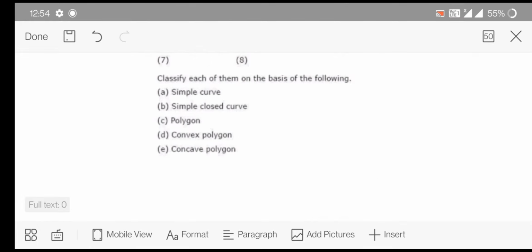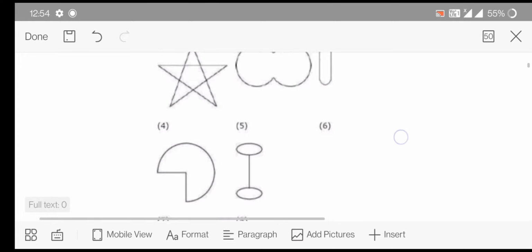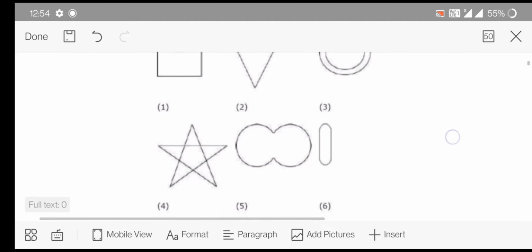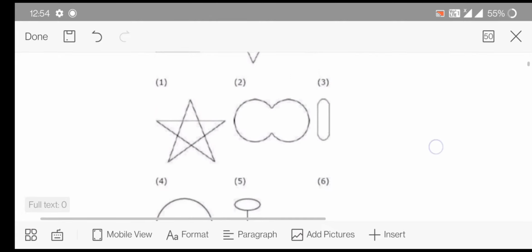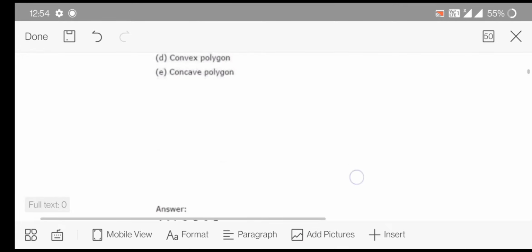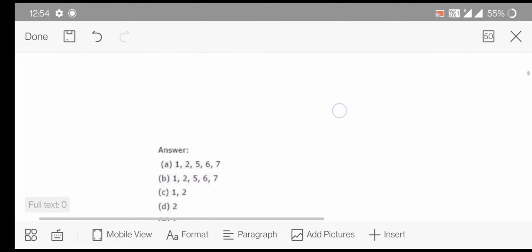Then the third question is polygon. Means from this you have to identify the polygon. So what do you mean by polygon? A closed shape. So here there are many shapes which are closed, but they must be made up of only straight lines. So which shapes here are made of straight lines? Only straight line 1, 2 and 4, right? So the answer is 1 and 2.